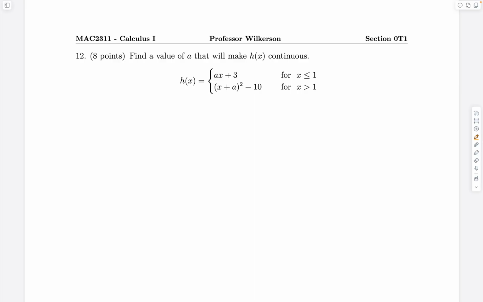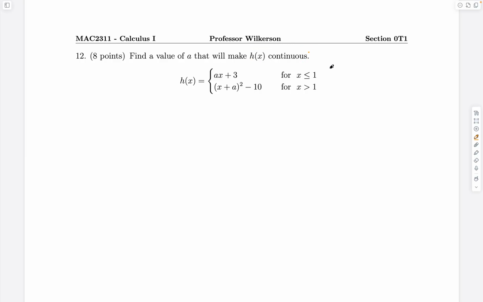Now note here, when we say find a value, this means that there could be more than one, right? So find a value of our constant, or whatever we want to call this, our a that we're going to find. Let's figure out a value of it that will make this continuous. Super simple. To do this, we are just going to try and verify continuity, right?